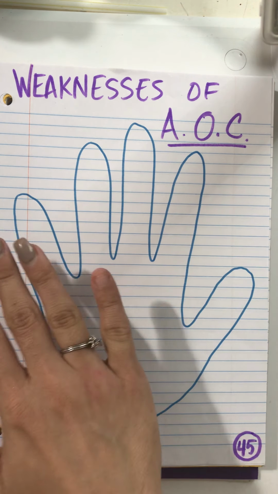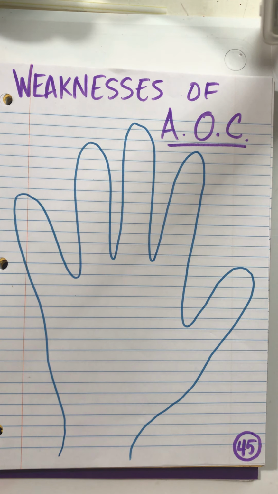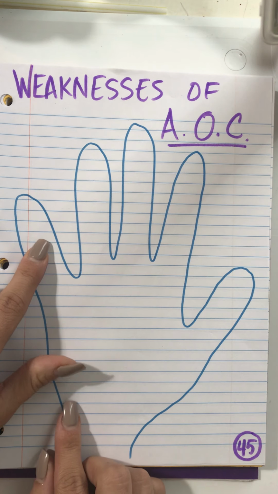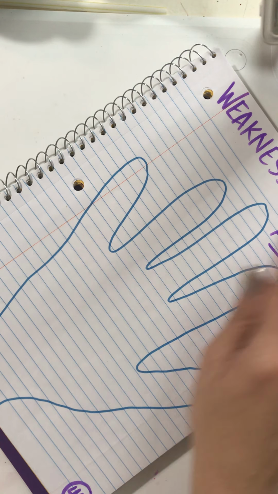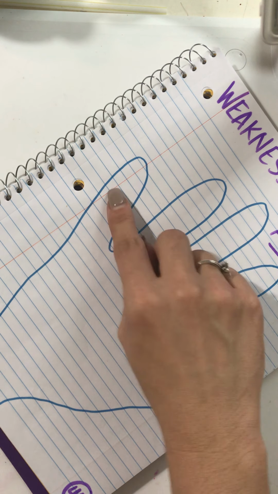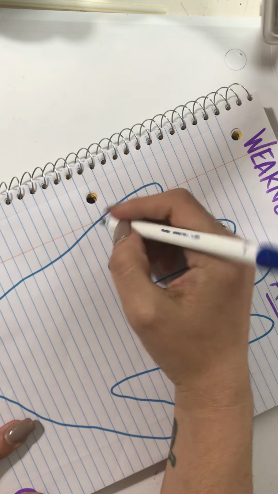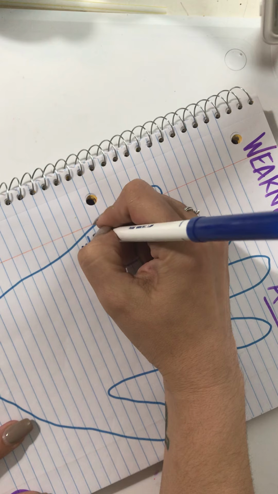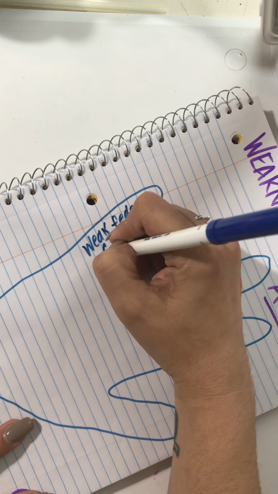And of our 5 fingers, which one is the weakest? We would assume the pinky is the weakest, right? That is our weakest finger of our hand. So I'm going to go ahead and turn this over just like this. And on this, the biggest weakness of the Articles of Confederation is the fact that we created a weak federal government. So I'm going to put here, weak federal government.